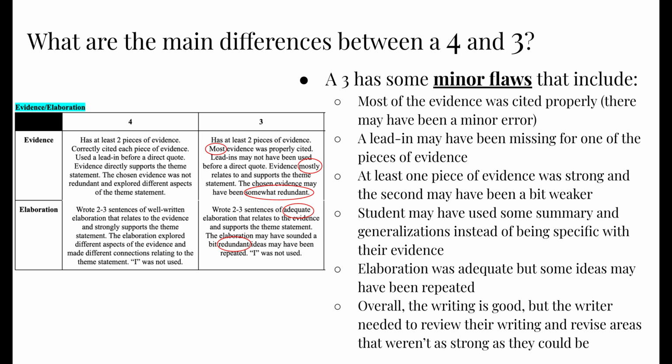At least one piece of evidence was strong, but your second may have been a bit weaker. The student may have used some summary and generalizations instead of being specific with their evidence. The elaboration was adequate, it was good, but some ideas may have been repeated. Overall, the writing's good, but again, the writer needed to review the writing and revise areas that weren't as strong as they could be.